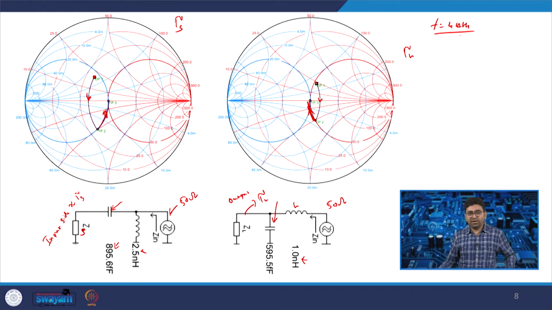In the last class we have seen the amplifier for the gain, what is the gain that we required. In the last class what we have done is we have gone for the maximum gain.